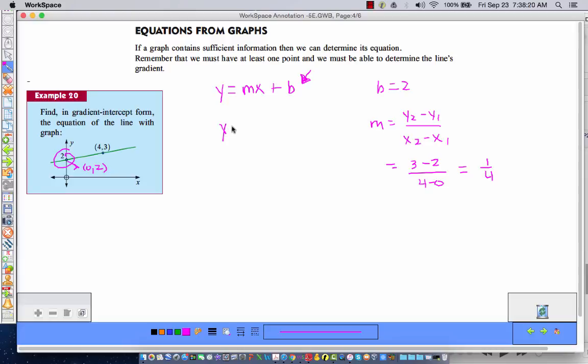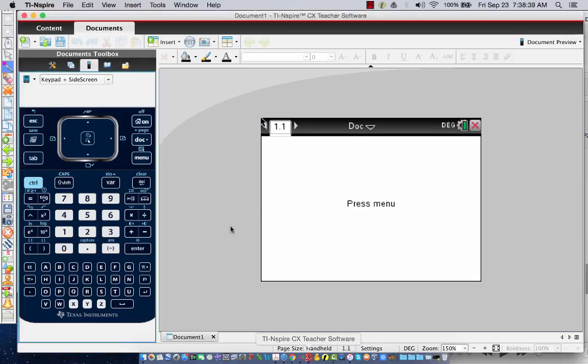So I just replace those in the slope-intercept form. So replace m with 1/4. So I get 1/4 x plus 2. And there we have it. Let's graph it real quick just to verify.